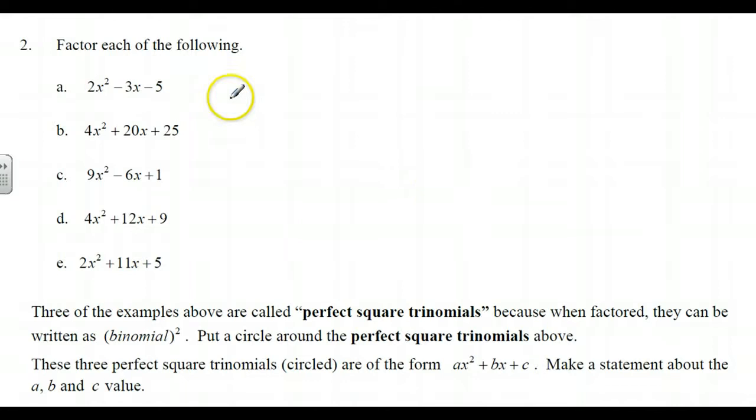Factor each of the following. Okay, well, this is not a perfect square, so this leads with 2x and x. The numbers here are going to be 1 and 5. One is negative and one is positive. So it'll be negative 5 and positive 1. Let's check that out. 2x squared plus 2x minus 5x is minus 3x minus 5. So that works.